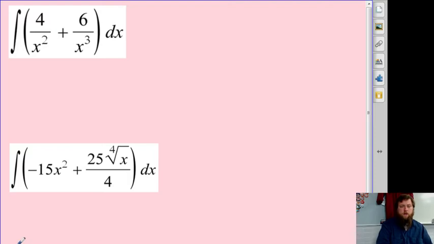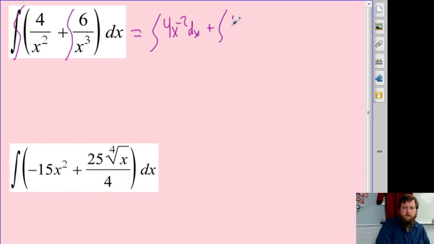Let's do some more. So even though I have two terms, you just integrate both separately. So treat this as integrating this one and then integrating this one. So, this is 4 over x squared. Well, I'd like to convert these to negative exponents first. So I'm going to rewrite this as the integral of 4x to the negative 2 dx plus 6x to the negative 3 dx. So integrate both of those.